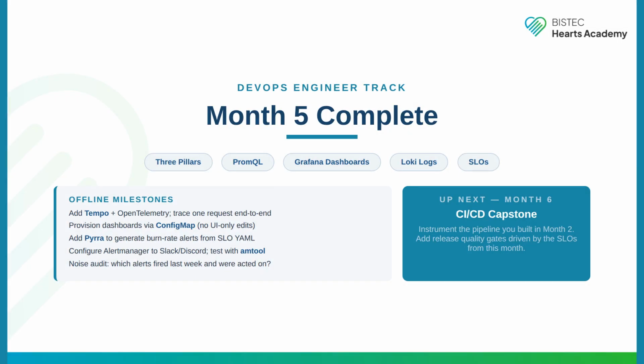You have covered the full observability stack. Metrics with Prometheus and PrometheusRule. Dashboards with Grafana and provisioned JSON. Log aggregation with Loki and PrometheusRule. SLO-driven alerting with burn rate thresholds. And runbooks that make those alerts actionable.